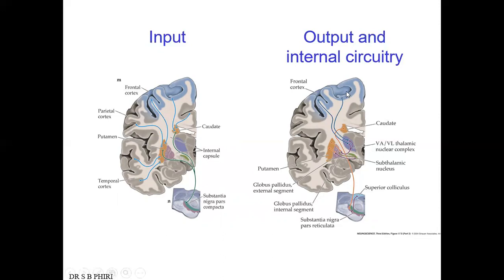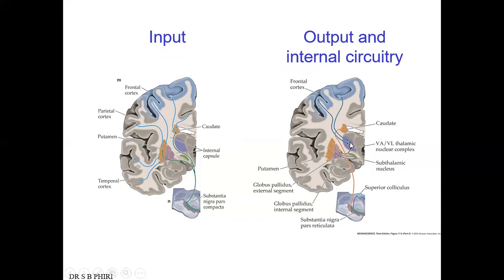Then the major output of the basal ganglia is via the thalamus. So you can see the thalamus here is receiving information from the basal ganglia. This information is more like the output of the basal ganglia. So the output of the basal ganglia is via the thalamus.